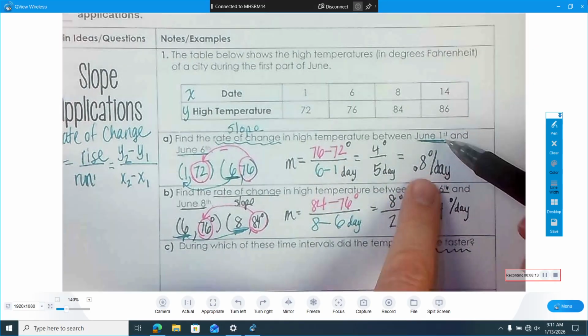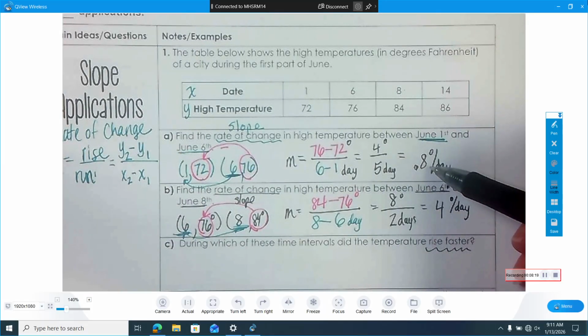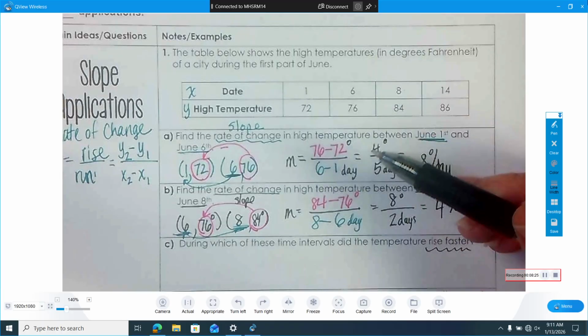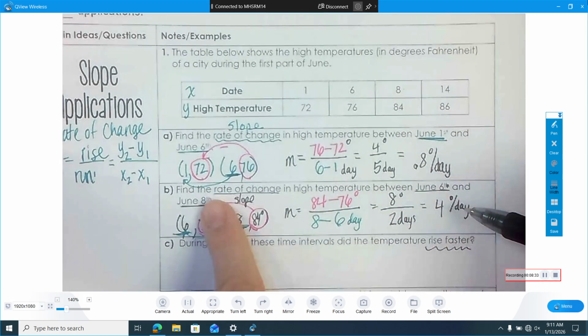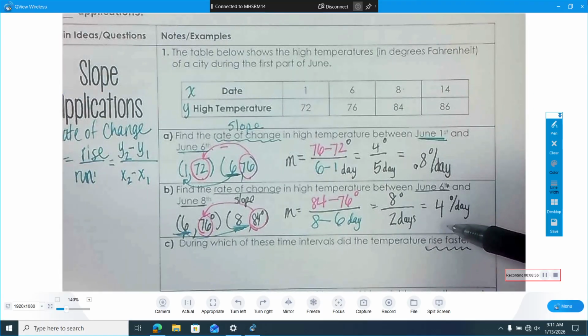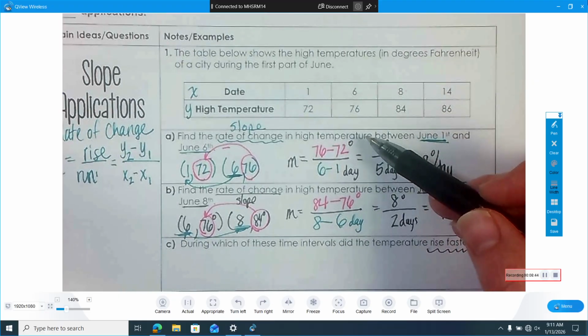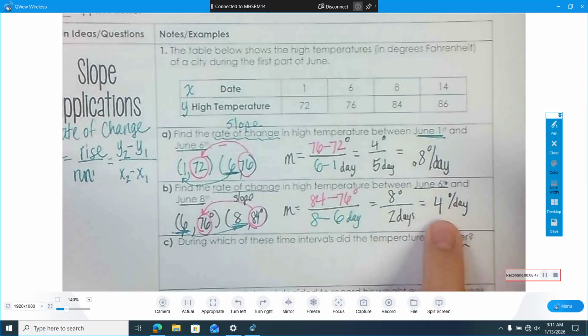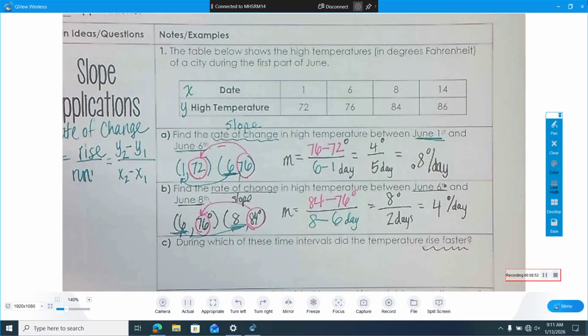Here, between the 1st and the 6th, our temperature only went up 0.8 of a degree each day. So it was almost 1. So it went up from 72, not quite 73, not quite 74. It just went up a little bit each day. On here, between the 6th and the 8th, we went up 4 degrees. We started at 76 degrees, and then it went 4 degrees more the next day, and then another 4 degrees more the day after that. So this one, between the 6th and the 8th, that temperature was rising a lot faster.